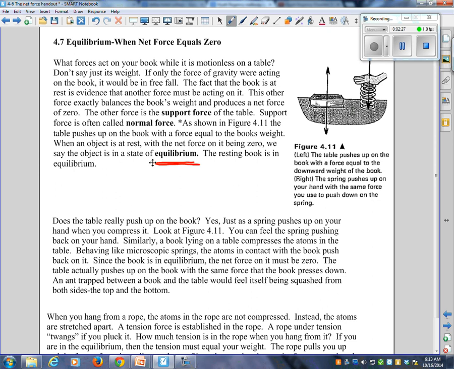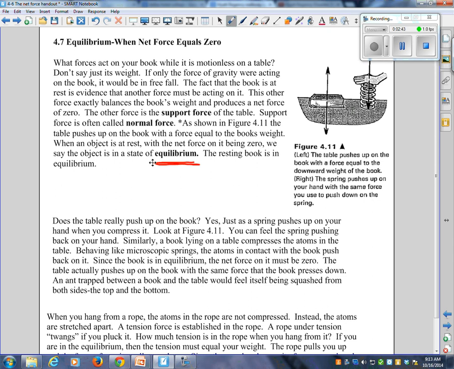Yes, just as the spring pushes up on your hand when you compress it. Look at figure 4.11. You can feel the spring pushing back on your hand. Similarly, a book lying on a table compresses the atoms in the table. Behaving like microscopic springs, the atoms in contact with the book push back on it. Since the book is in equilibrium, the net force on it must be 0. The table actually pushes up on the book with the same force that the book presses down.